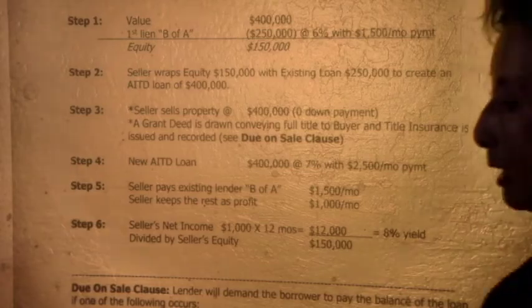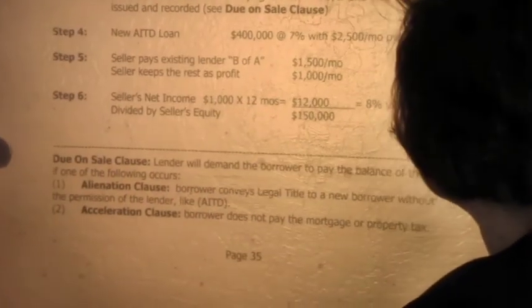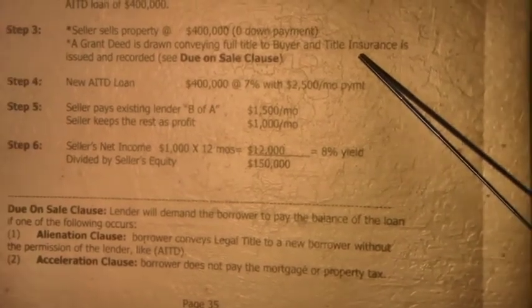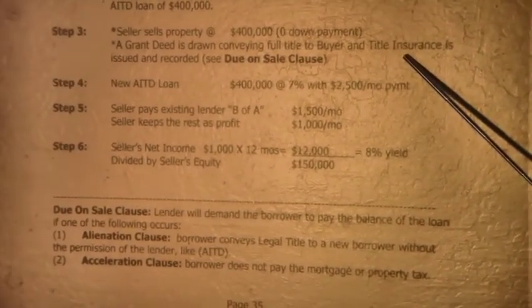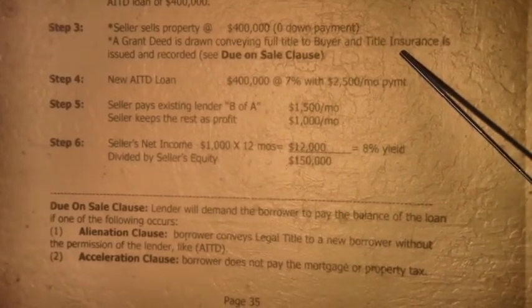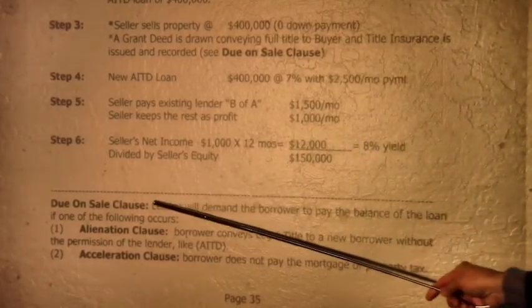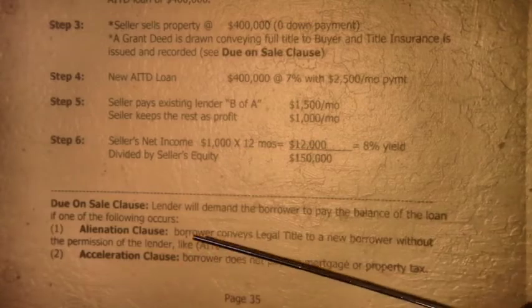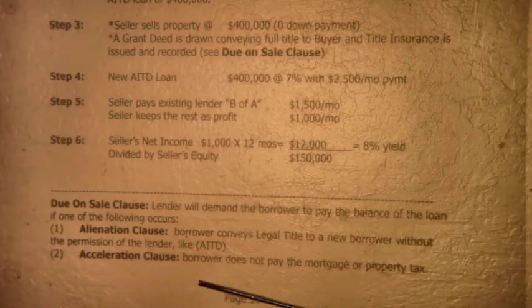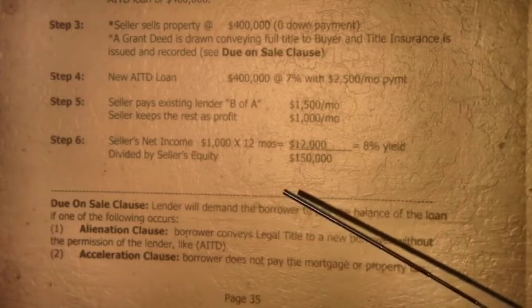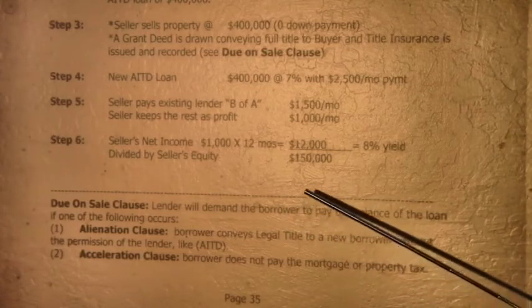Now, the thing I want to share with you is this one right here. Remember this step where he actually handed over the title? There's a problem with this. It's called the due on sale clause. The due on sale clause is divided into two categories: alienation and acceleration. Due on sale means the lender calls your loan. That means you have to go and pay up.